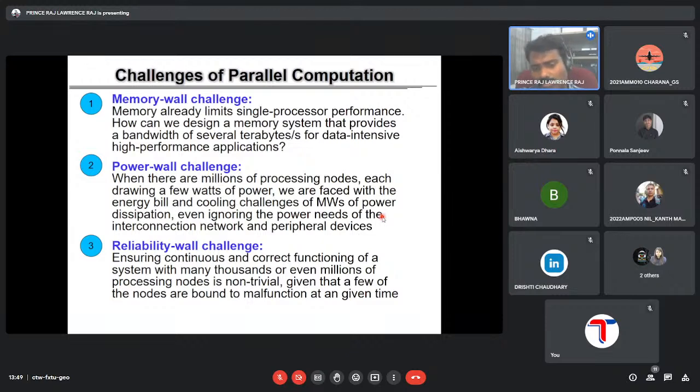Not possible. Sometimes it's not easy to say that. So malfunctioning may happen, and you have to take care. How will you take care of that? That is another problem. These are all the challenges behind parallel computation.